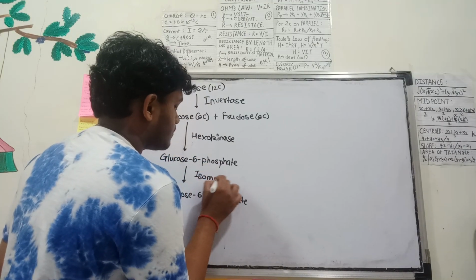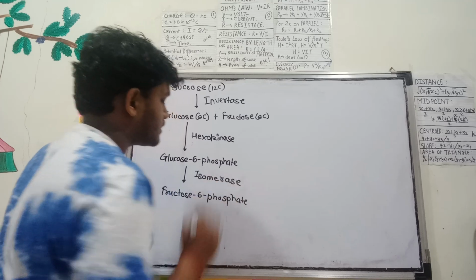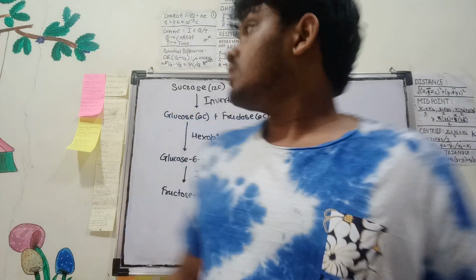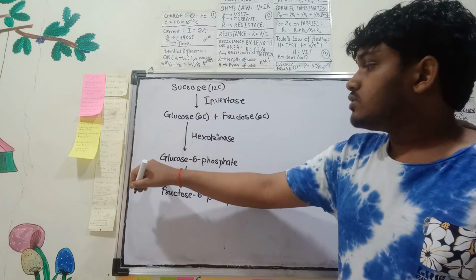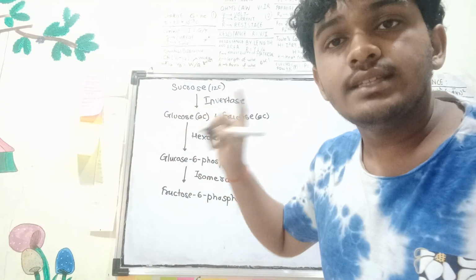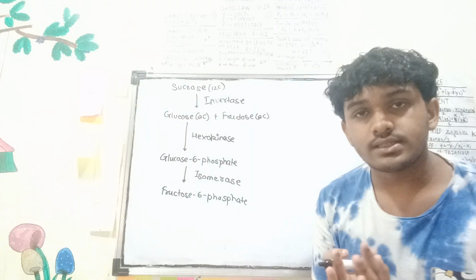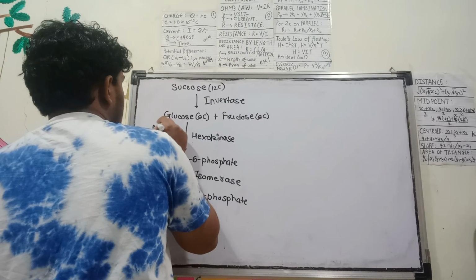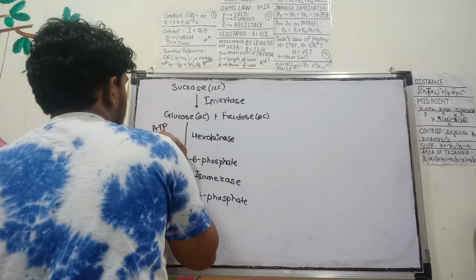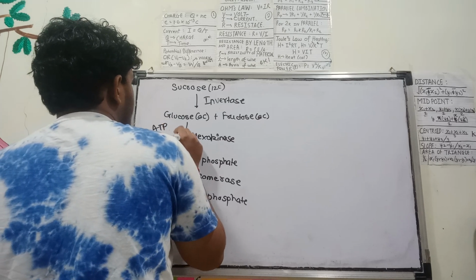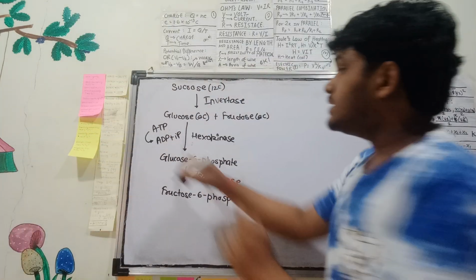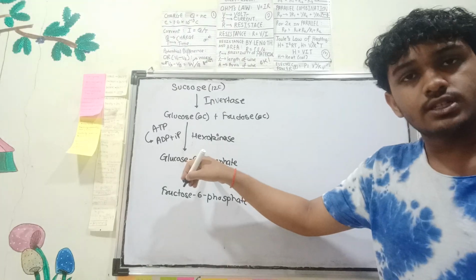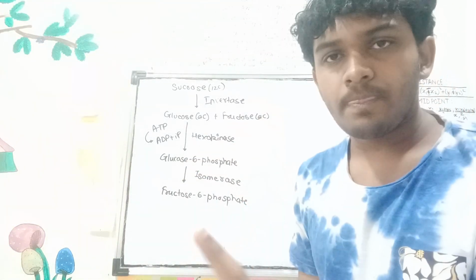Isomerase. The enzyme used here is isomerase. Also, one thing: when glucose converts into glucose 6 phosphate, ATP is used. ATP is utilized, so ATP is converted into ADP plus phosphate ion. And this phosphate ion then joins with glucose at the 6th position and forms glucose 6 phosphate.